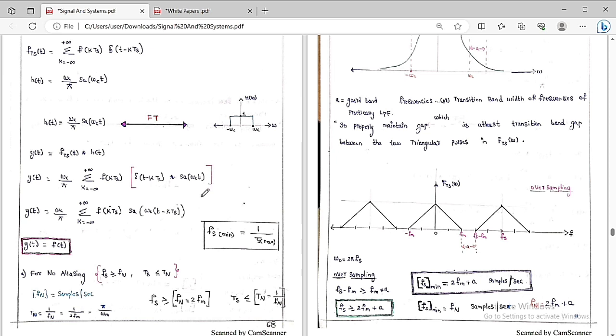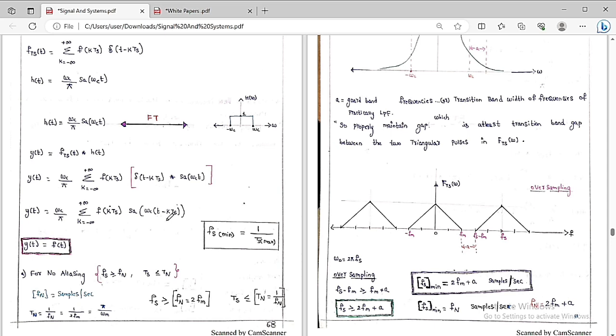So this point you always have to keep in your mind. So this is the expression that we are going to get here.